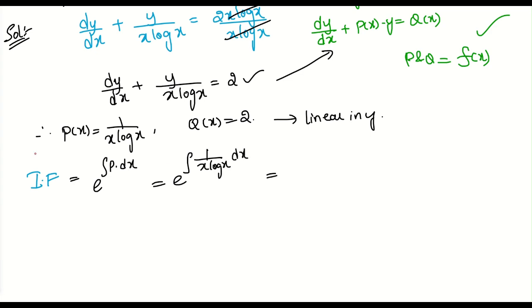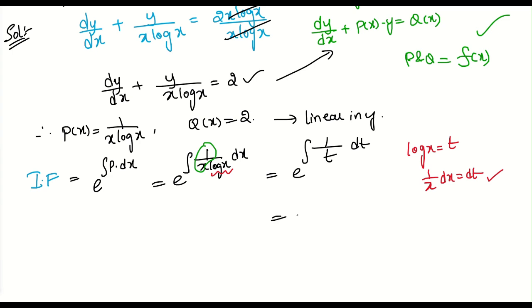From here, I need to solve this integration. I can easily see this is log x. Simply I'll take log x as t. What is the derivative of log x? 1 by x. I can say 1 by x dx is equal to dt. Is it clear? So this is e power integration of 1 by log x, where I make log x as t, and 1 by x dx together is dt. So this is e power, what is the integration of 1 by t? Which is log t alone.